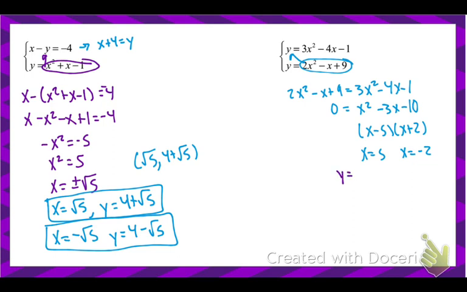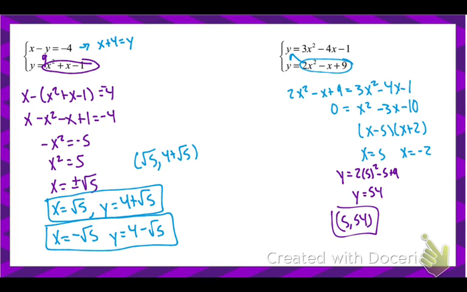So y equals, I'll use the bottom one, 2 times 5 squared minus 5 plus 9. That gives me the y coordinate of, let's see, that's 25, 50, 54. So x equals 5, y equals 54 is one solution.